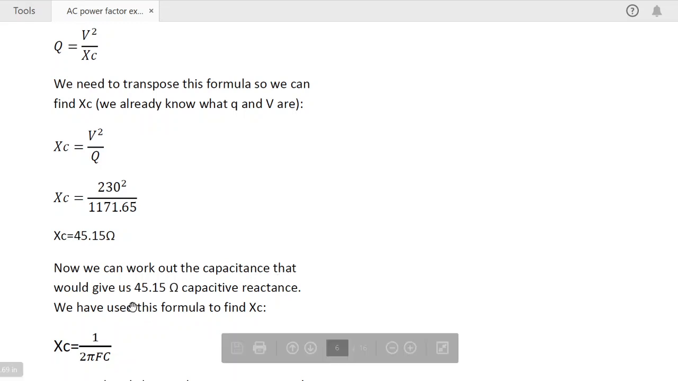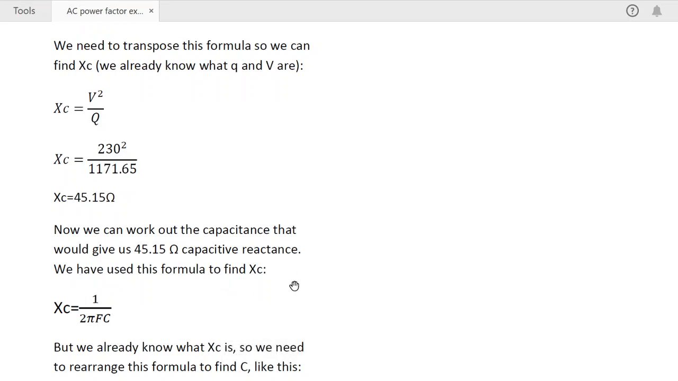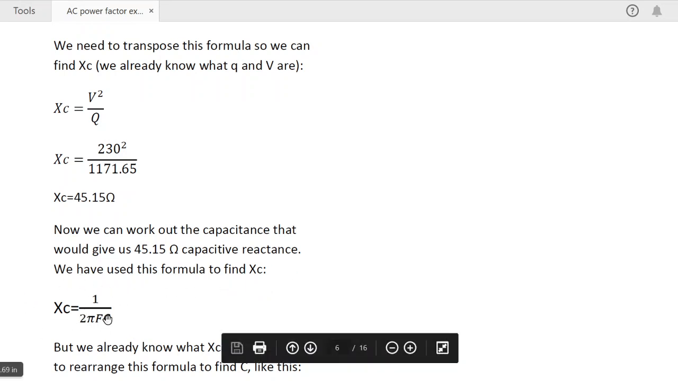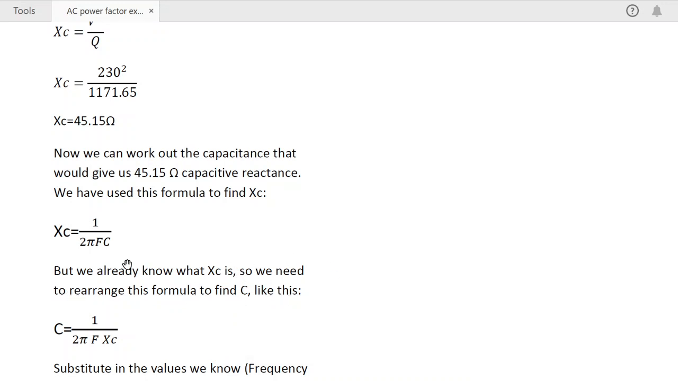Now we can work out the capacitance that would give us 45.15 ohms of capacitive reactance. We've used this formula before to find XC. There it is. XC equals 1 over 2 pi FC. We should all be familiar with that. We've used it heaps of times. We already know what XC is, so we need to rearrange the formula to find C.